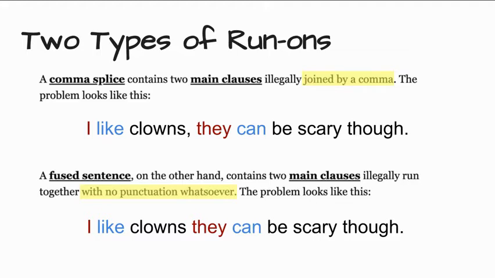It's a full stop. Your brain recognizes that this is one sentence and this is a second sentence. It knows that there are two subjects, there are two verbs, and that both halves of this sentence complete a thought. So we have two separate thoughts. And a fused sentence is really no different, except there's no comma. I like clowns. They can be scary, though.